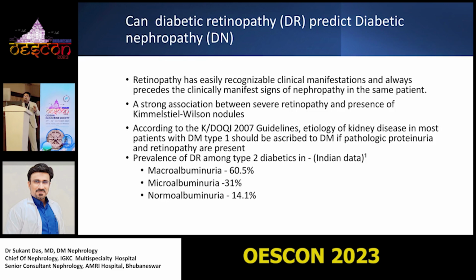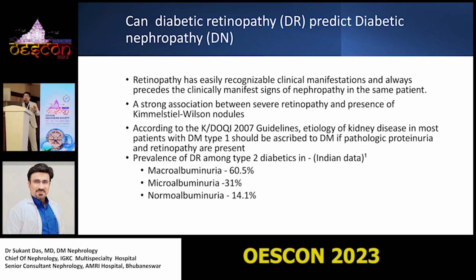But retinopathy, as an easily recognizable clinical manifestation, has always been very helpful to us. But can it definitely guide us any further, whether it's absent or present? What are the predictive values of diabetic retinopathy? When it comes to a type 1 diabetes patient who has got albuminuria and retinopathy, the most likely cause of kidney involvement is diabetes.